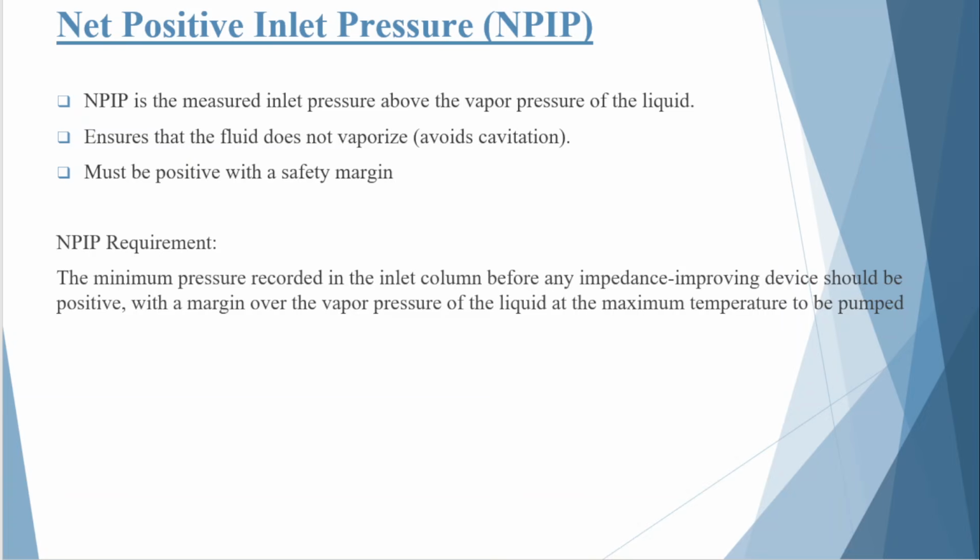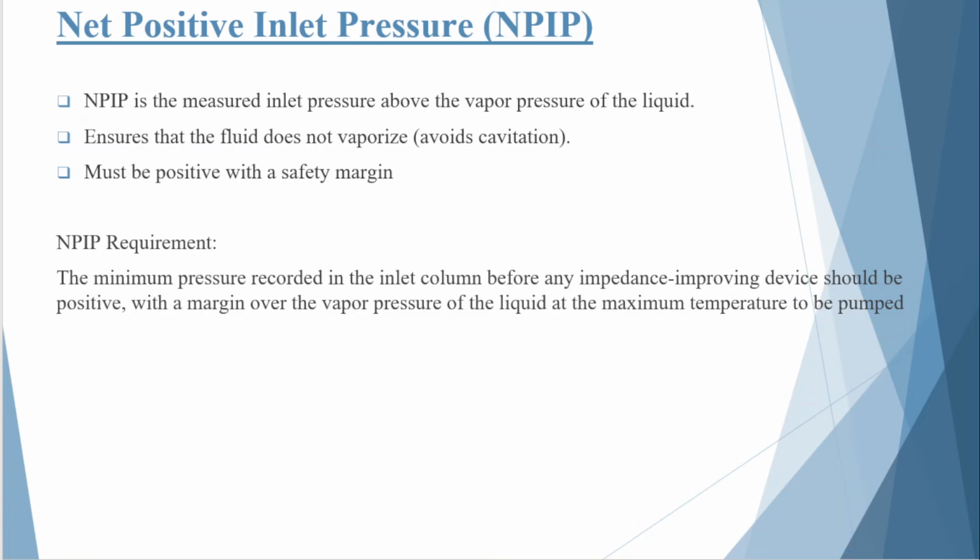According to API 674, the minimum pressure in the suction line, measured before any impedance improving device such as an air vessel, must always remain above the vapor pressure of the pumped liquid with an adequate safety margin. Acceleration head directly influences NPIP. During the suction acceleration period, the pressure drops because additional energy is required to accelerate the liquid.